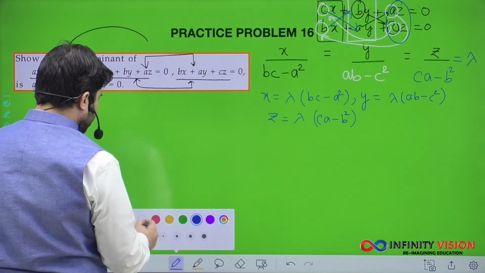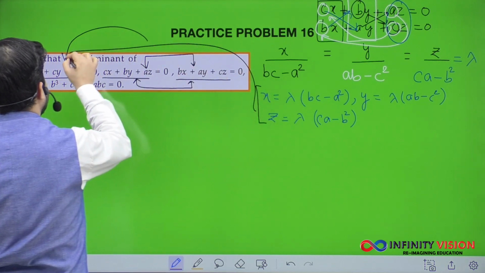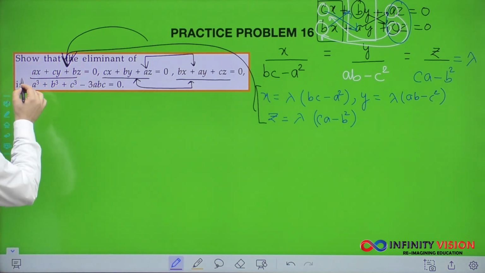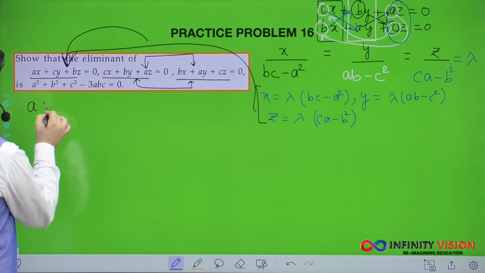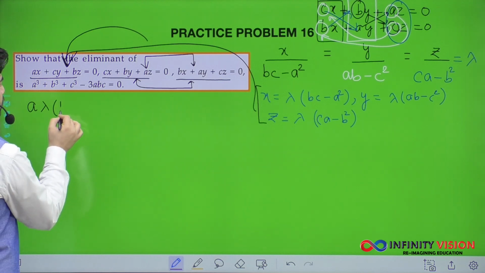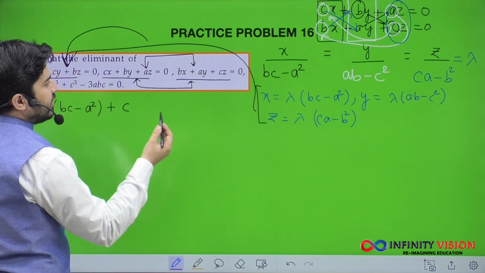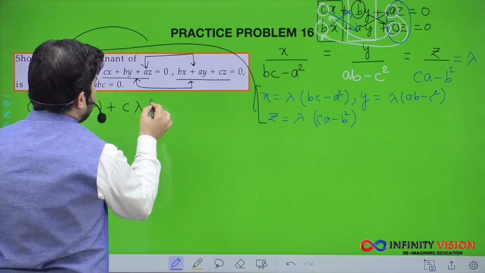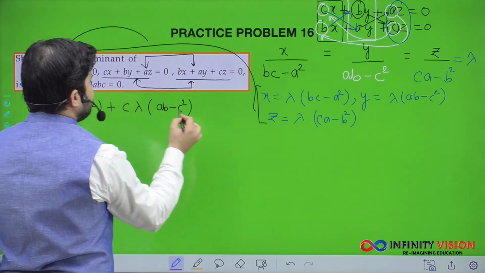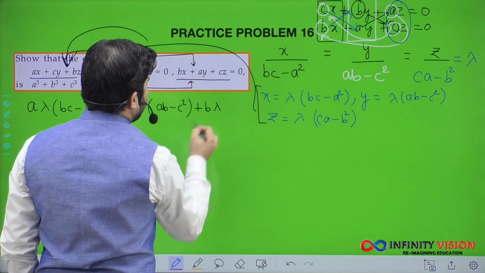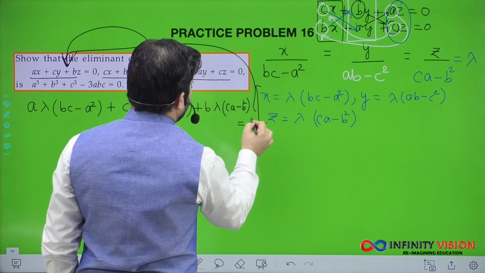Now we have successfully written our x, y, z in terms of lambda. I'm just going to replace it in this equation. The first equation has first term ax, so after a, in place of x I'm going to write lambda into bc minus a square, plus cy, in place of y I'm going to write lambda into ab minus c square, plus bz, in place of z I'm going to write lambda into ca minus b square equals 0.